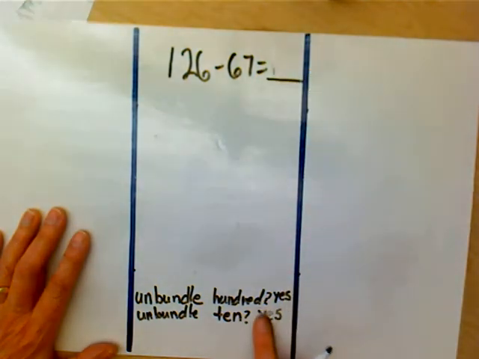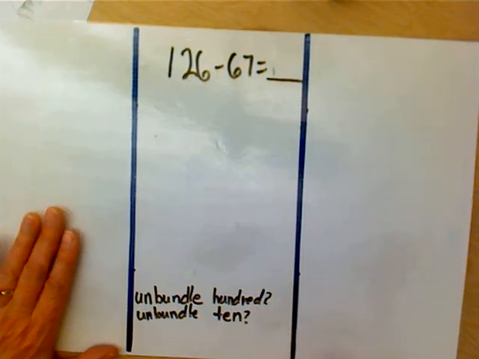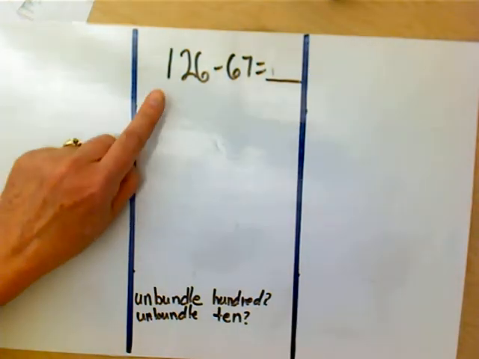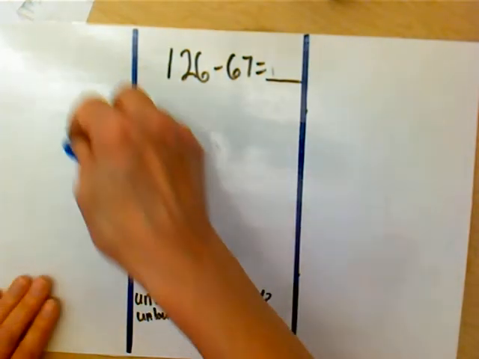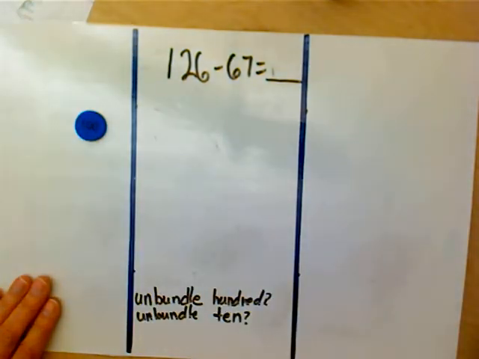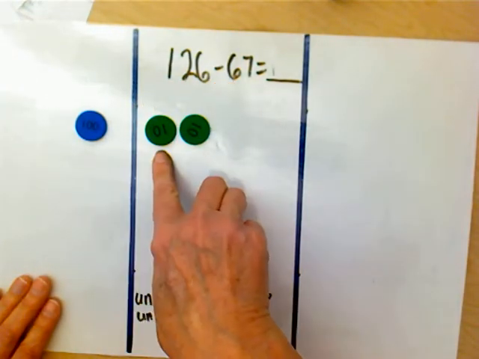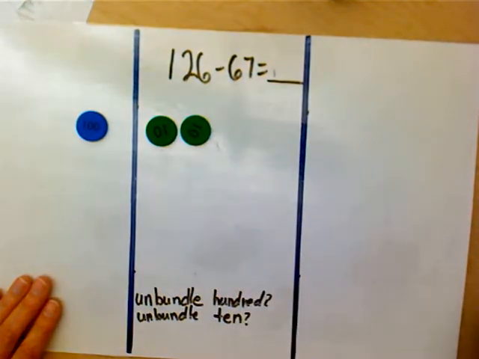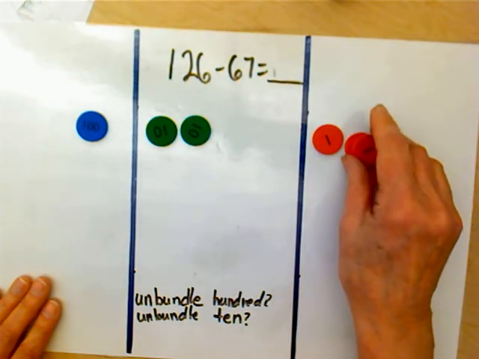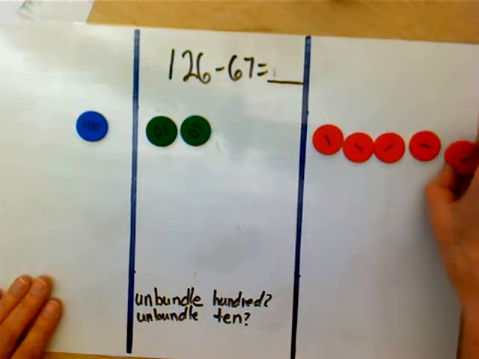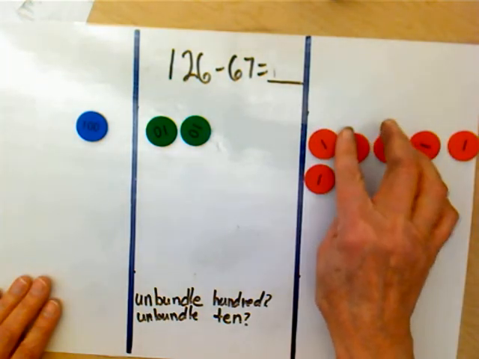So I know that I may or may not need to unbundle a 10 or 100, so I'm erasing. But I do know that I'm going to have to ask that question every time. As before, we're going to start with our whole, which is 100, 100, 110, 120, 121, 122, 123, 124, 125, 126.